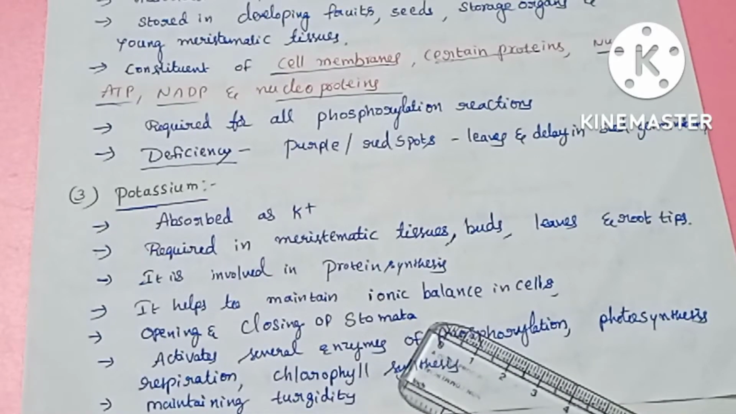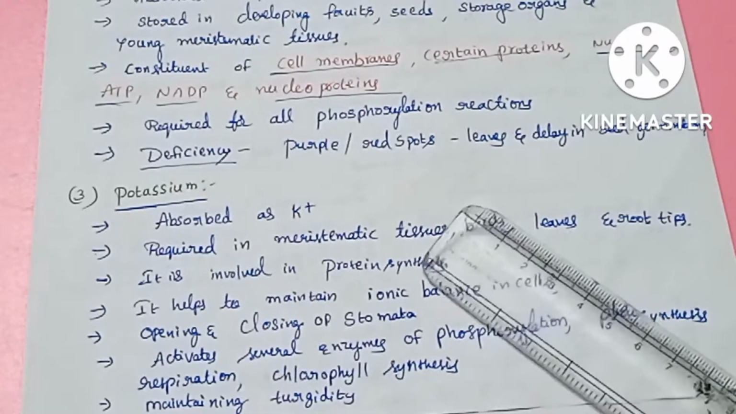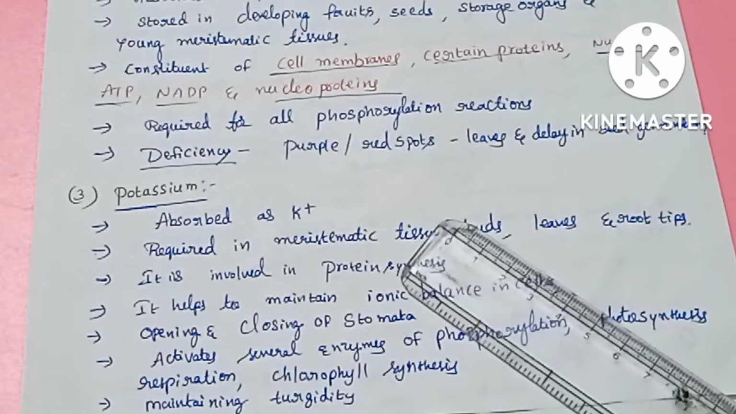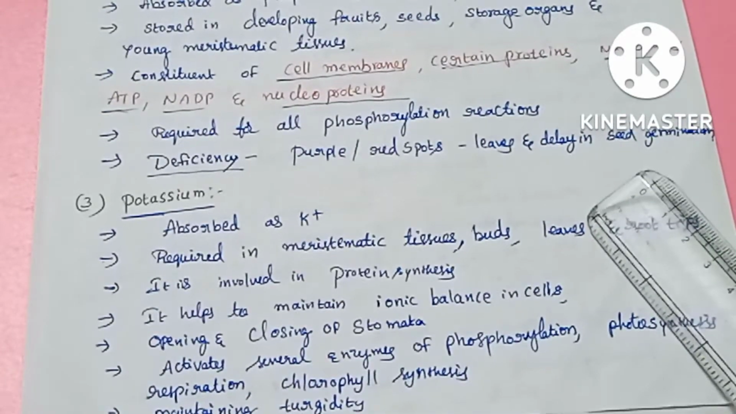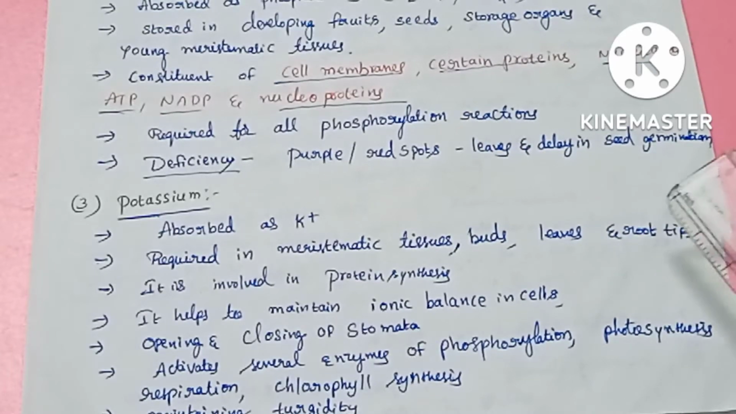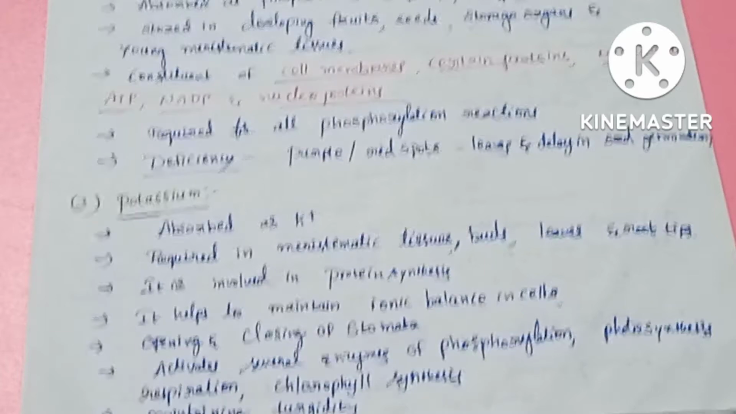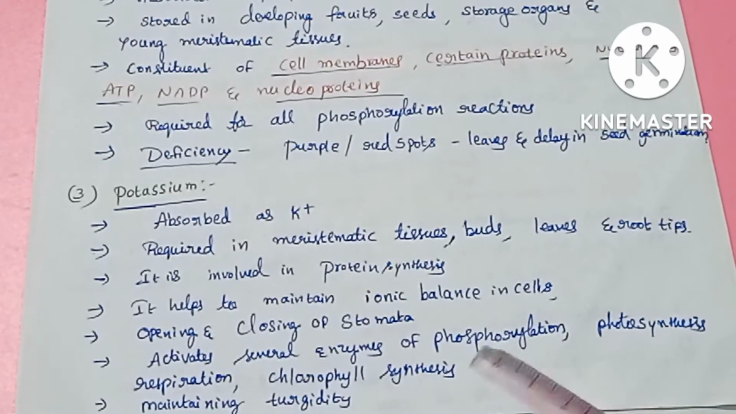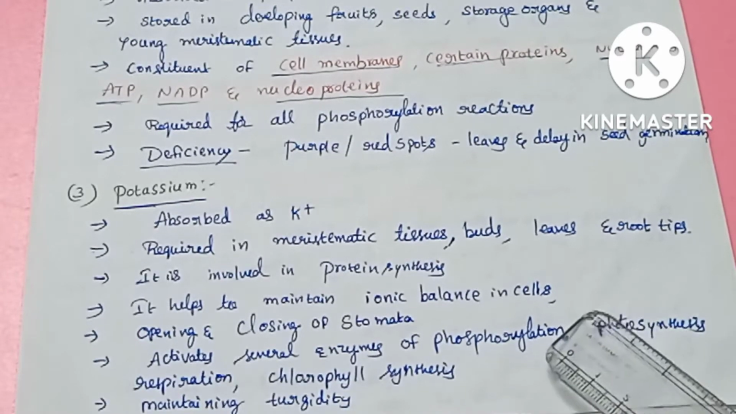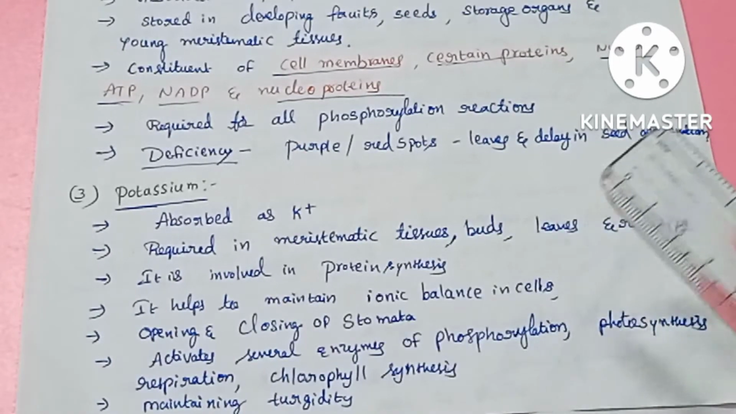Potassium is involved in maintaining the ionic balance, and not only that, it helps in maintaining the turgidity of the cell, and also in the closing and opening of the stomata. These potassium ions play an important role, right? Already we have studied about this. It activates several enzymes involved in reactions like photosynthesis, respiration, chlorophyll synthesis and phosphorylation reactions. So the enzymes involved in all these reactions are activated by potassium.